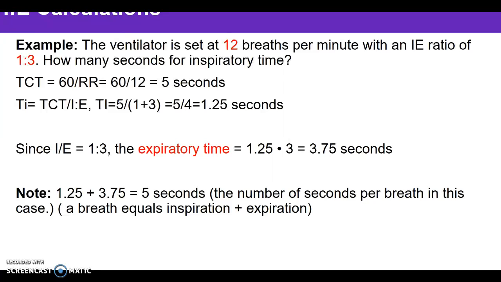So expiratory times may not be short, like 2.5, 3, 4 seconds. They may be 8, 9, 10, 12 seconds long. So their respiratory rates will be much slower, and their expiratory times will be much longer so that they can exhale the trapped gas.